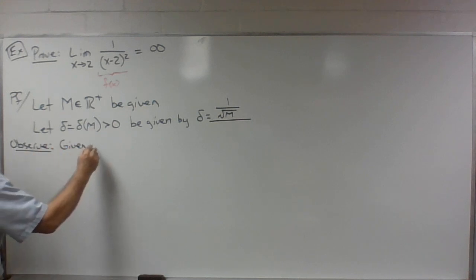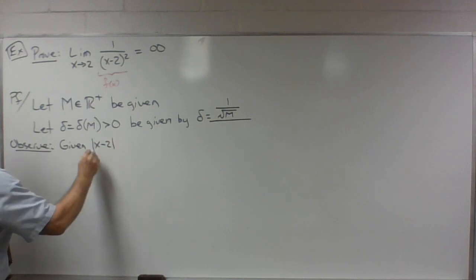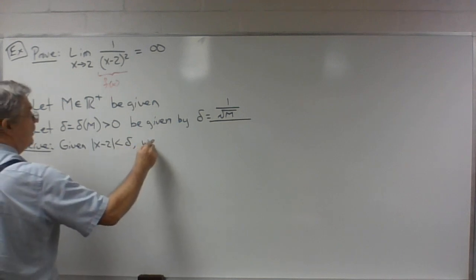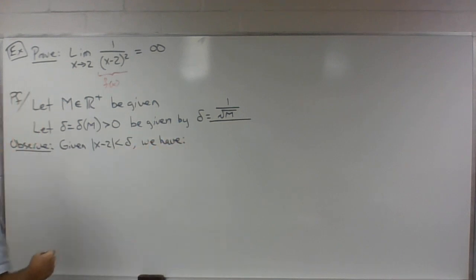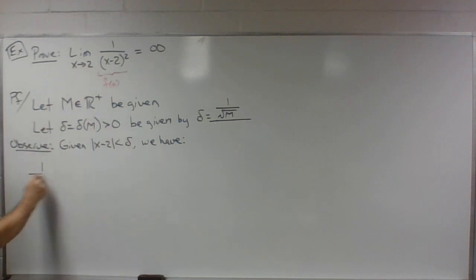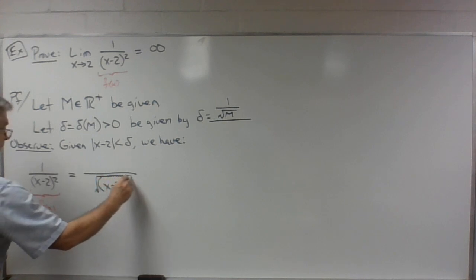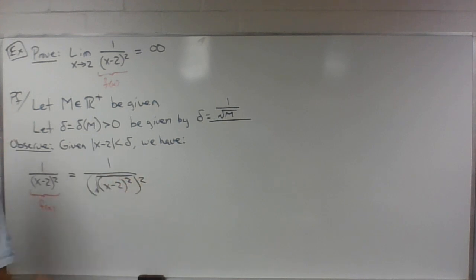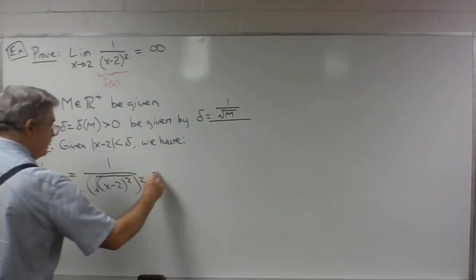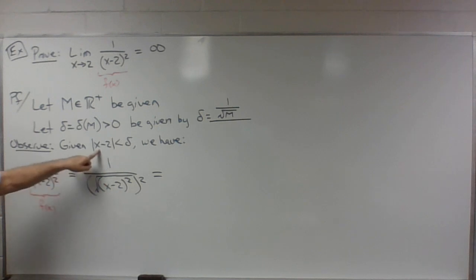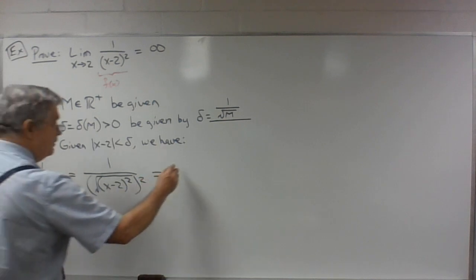So given absolute value of x minus 2 less than delta, we have our f of x, 1 over x minus 2 squared. So that's our f of x. And remember the absolute value trick that we did? We took our x minus 2 squared and we did the square root of it, and then we squared it right back. And we did that so that we could get this in terms of absolute value of x minus 2. Square root of x minus 2 squared, that is absolute value of x minus 2.